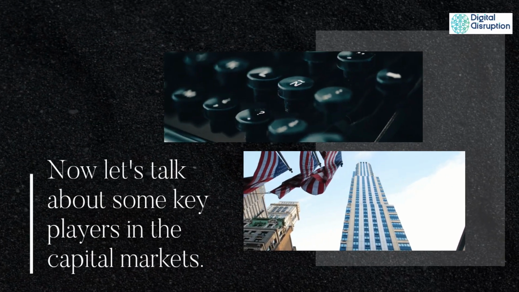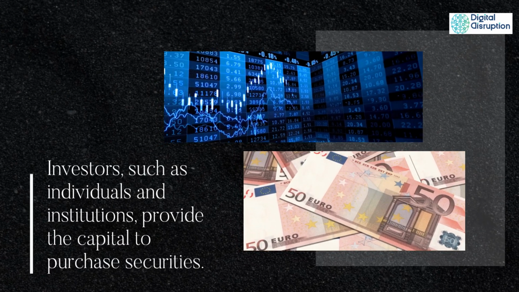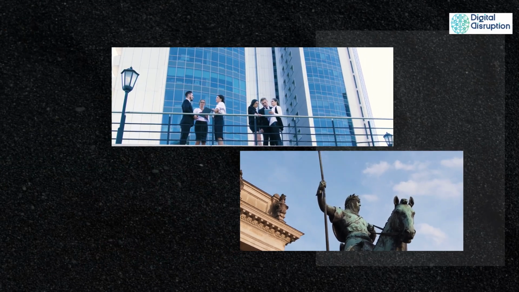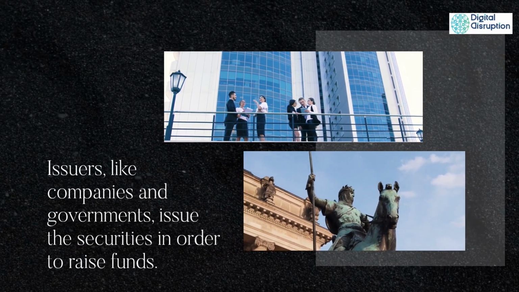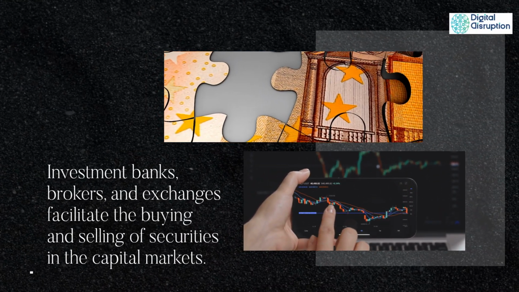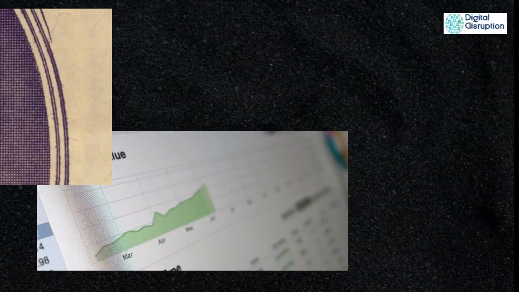Now let's talk about some key players in the capital markets. Investors, such as individuals and institutions, provide the capital to purchase securities. Issuers, like companies and governments, issue the securities in order to raise funds. Investment banks, brokers, and exchanges facilitate the buying and selling of securities in the capital markets.